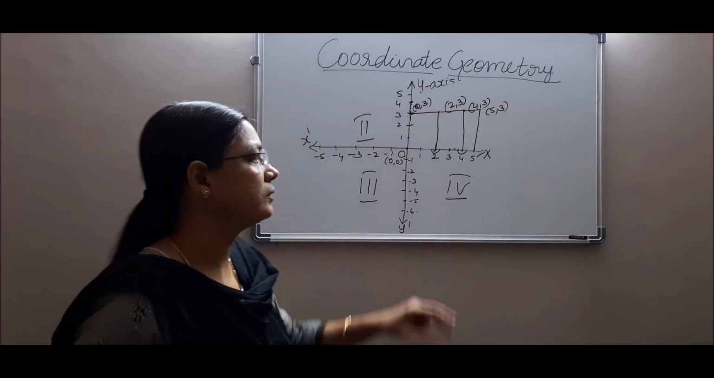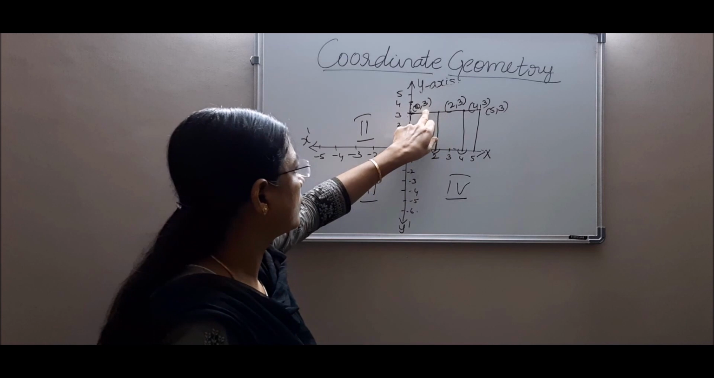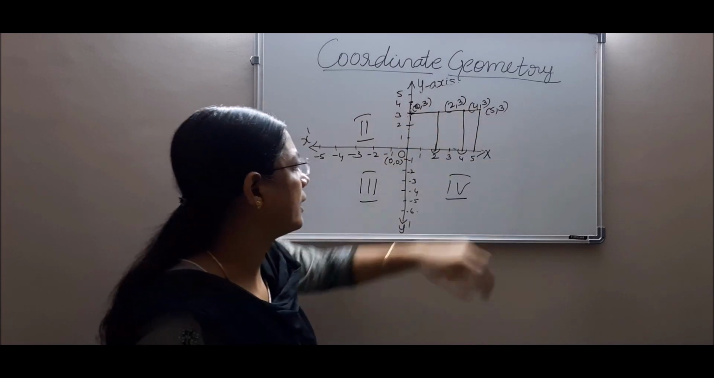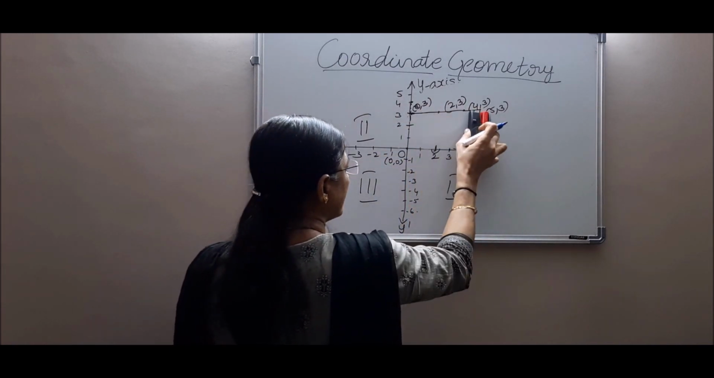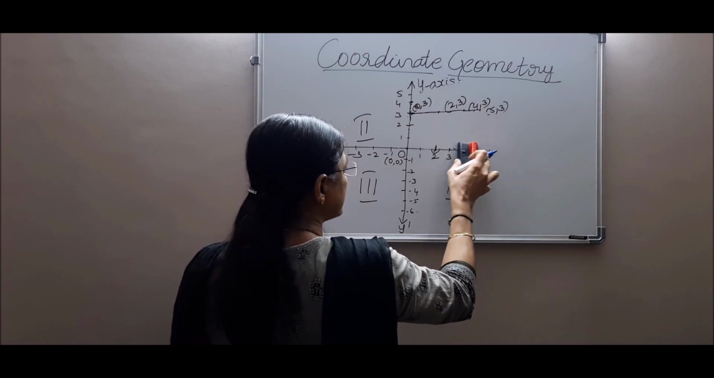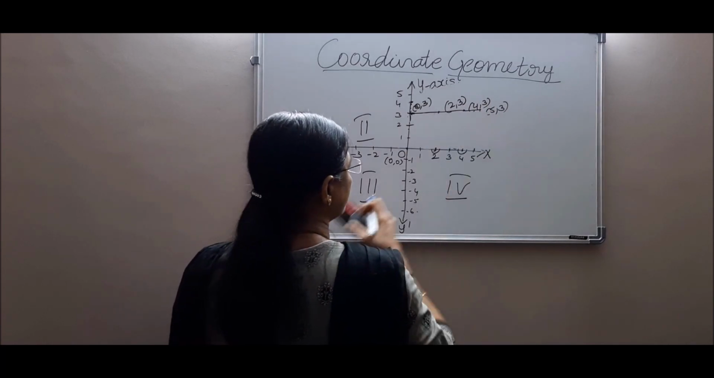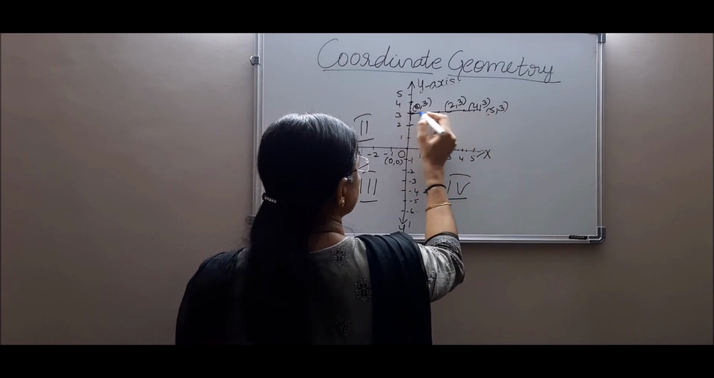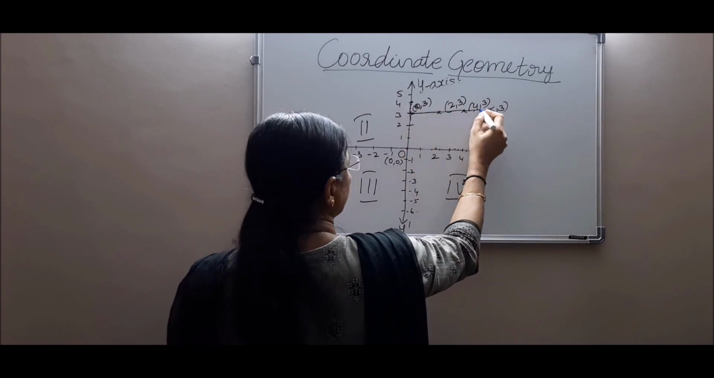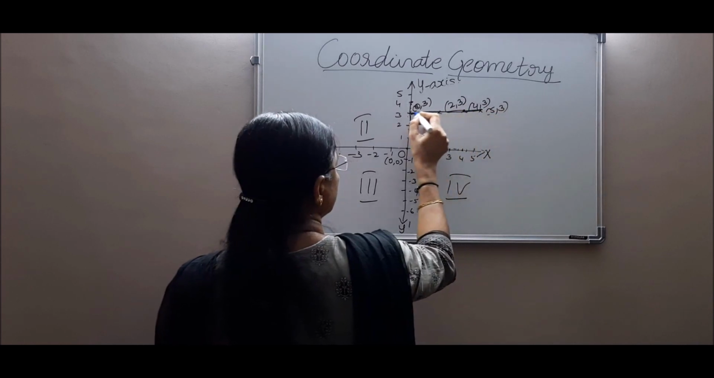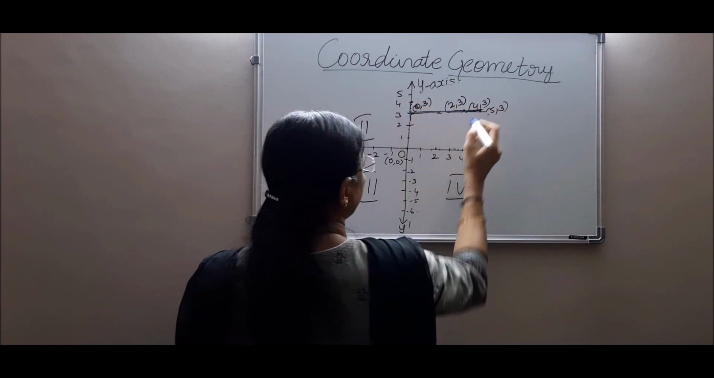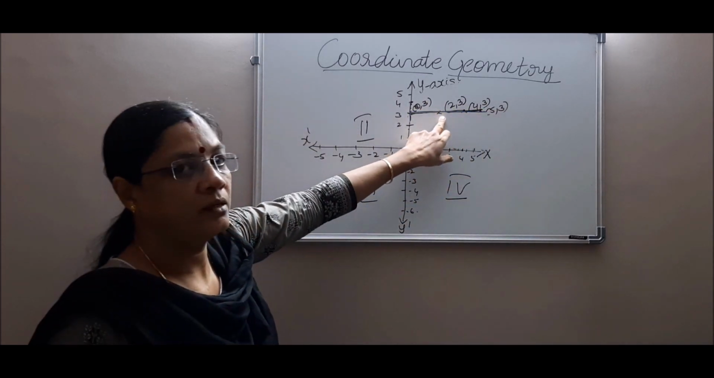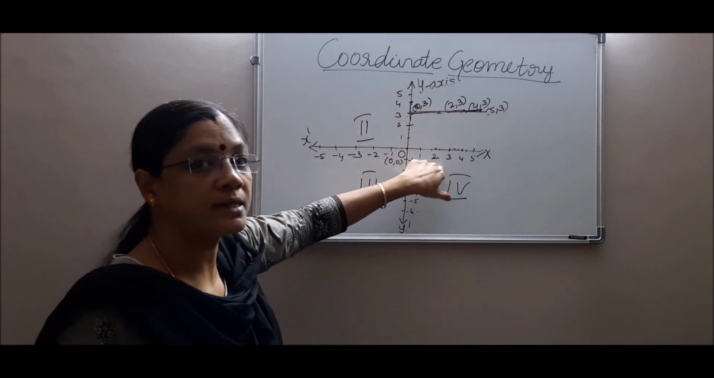So when you observe the points 0 comma 3, 2 comma 3, 4 comma 3 and 5 comma 3, I rub off these lines because this is just for our convenience to find out what the points are in the x. So when I join all these points, 0 comma 3, 2 comma 3, 4 comma 3 and 5 comma 3, I get a line. See, I get a line which is parallel to the x-axis.